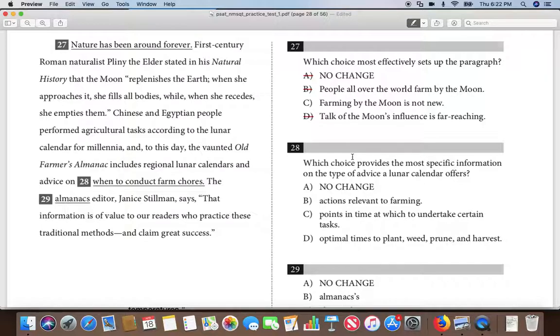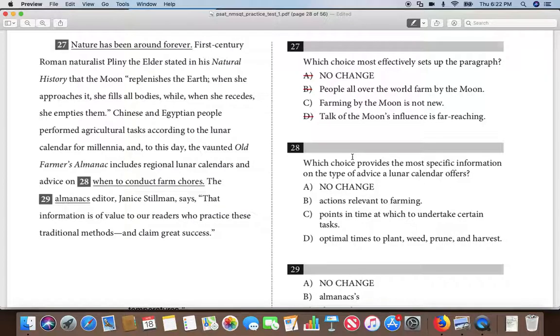Okay, and then second, actions relevant to farming. Does that provide specific information on the type of advice a lunar calendar offers? Not really. No. Well, what's more specific, A or B? I think A probably is. A is more specific.